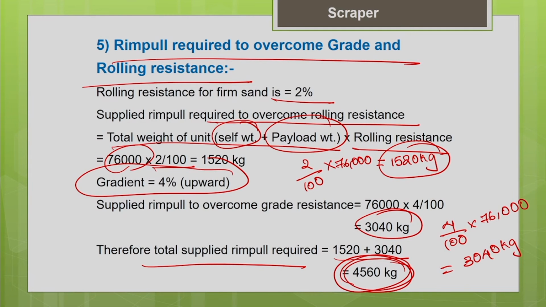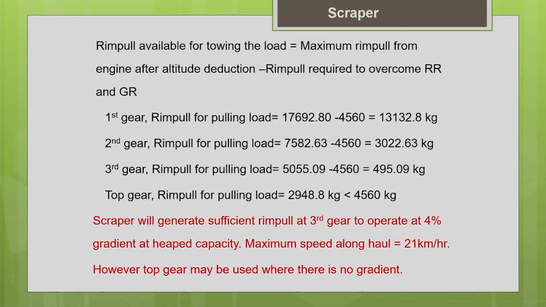As we discussed earlier, what is the power available for towing the load? That we can know only after determining the required power for overcoming the resistance. From the available power generated by the engine, we have to deduct the required power needed to overcome the grade and the rolling resistance. Only the remaining power will be available for towing or pulling your load. So, the rim pull available for towing the load is the maximum rim pull from the engine after the altitude deduction minus the rim pull required to overcome the rolling resistance and the grade resistance.